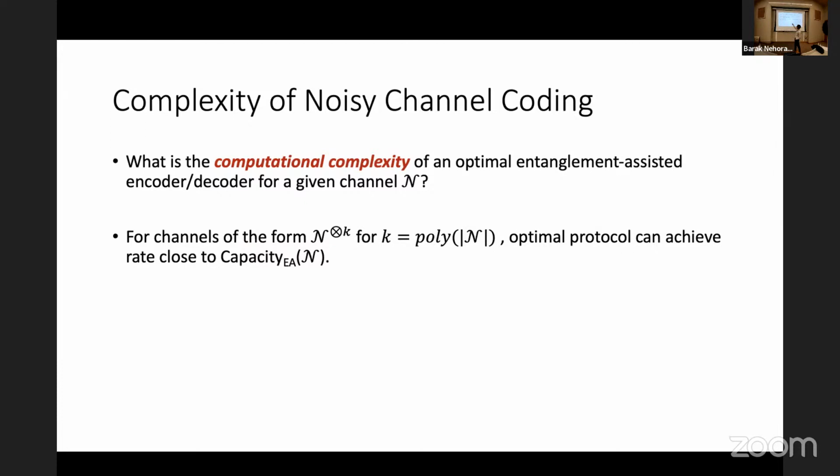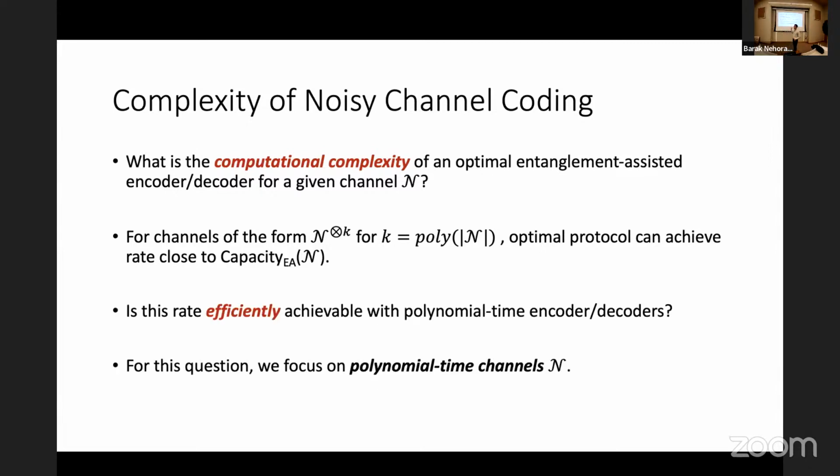For channels of the form N, but then you take many copies of it, there is an optimal protocol that achieves a rate that's close to this capacity number. That's just by definition. But is this optimal protocol performable in polynomial time? For this question to make sense, I should really restrict my attention to channels that are computable in polynomial time. Because it's easy to construct examples of channels that do some exponential time computation inside, and of course, that should scramble your information in a way that's hard to decode. But let's restrict to channels that you can actually efficiently implement.